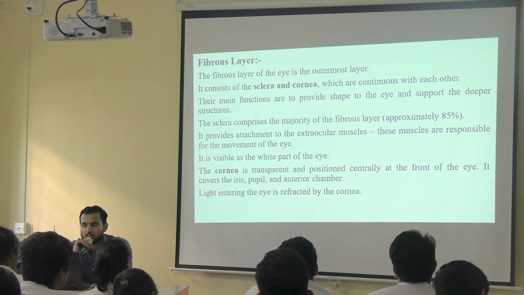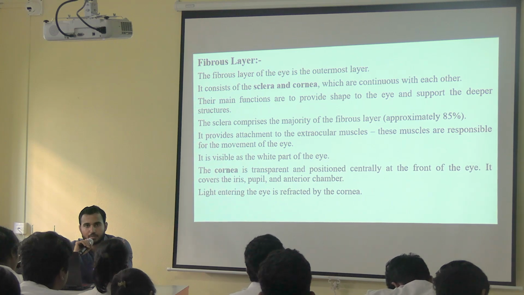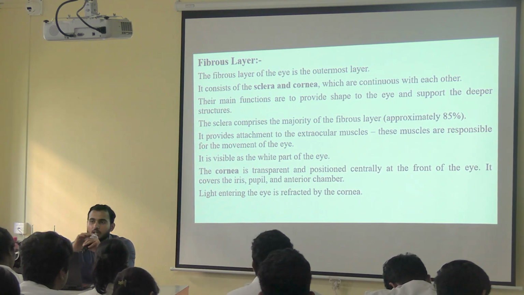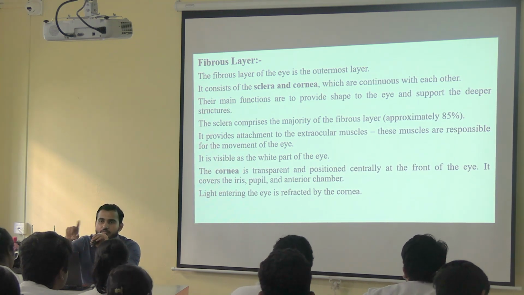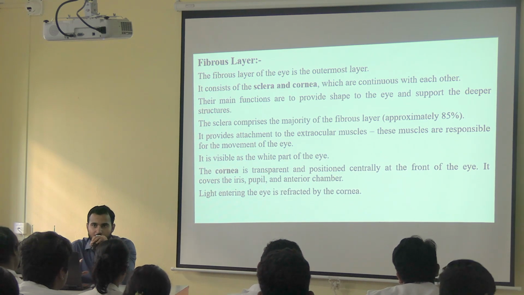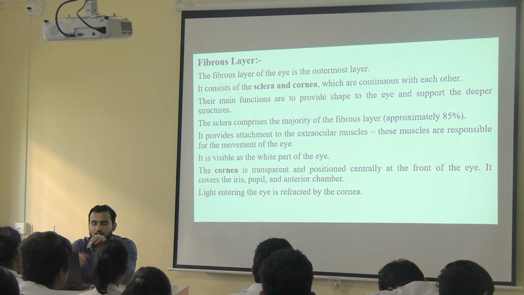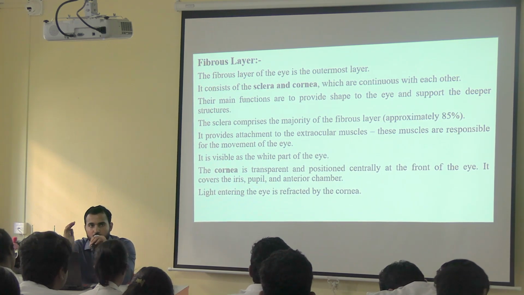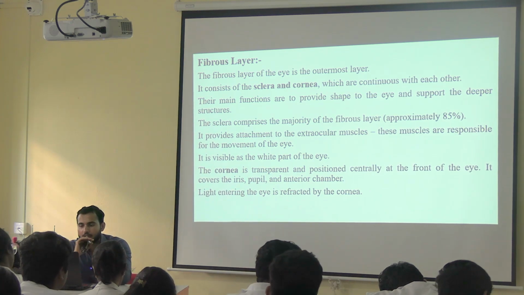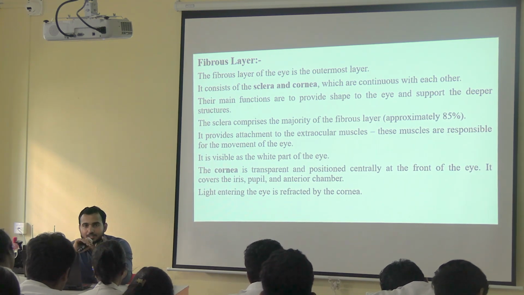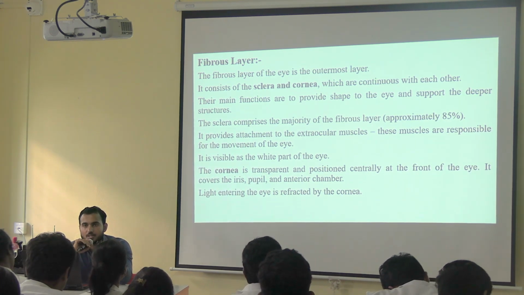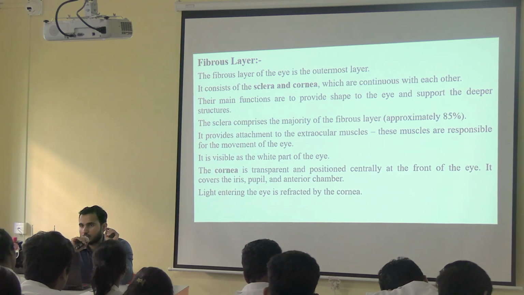Next, the sclera comprises the majority of the fibrous layer. That means approximately 85% of the eyeball is covered by sclera. Only 15% is covered by cornea, जो सामने रहता है. ठीक है. Next, the sclera is important because it provides attachment to the extraocular muscles.